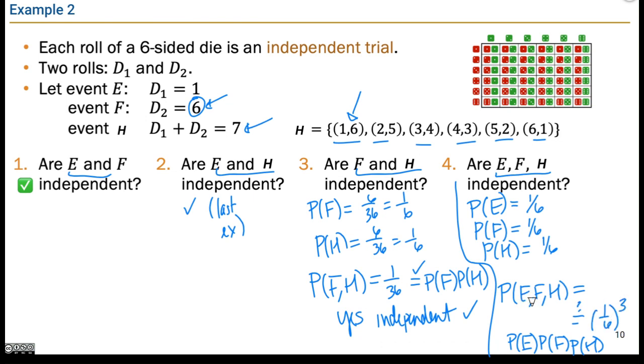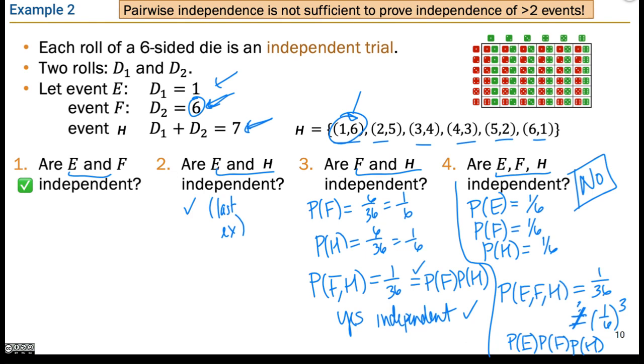Okay, now we need to see the probability of E, F, and H. So now I need to see how many outcomes have dice 1 is 1, dice 2 is 6, and the sum of them is 7. Well, there's only one outcome, 1 out of 36. Okay, and I can see that this is not equal to 1 over 6 cubed. So these are not independent, which means in general, E, F, and H are not independent. So this is tricky, right? This is pointing out that pairwise independence, having all three of these boxes checked here, is still not enough to prove independence of all three of those events.